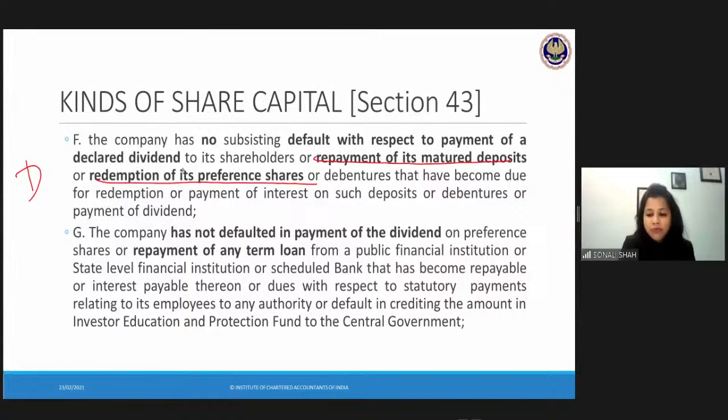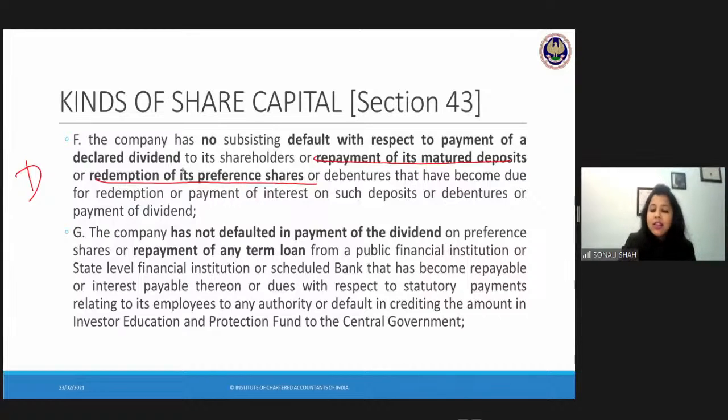Let's say on 21st February 2021, you are supposed to make repayment of matured deposit. Instead, you made it on 21st February 2022. That means the default was fixed, it was rectified. You were supposed to make the payment, you did not make it. There was a default which you fixed in the next year.